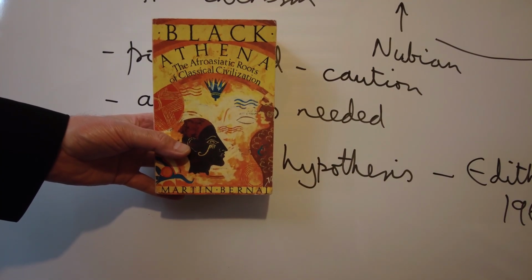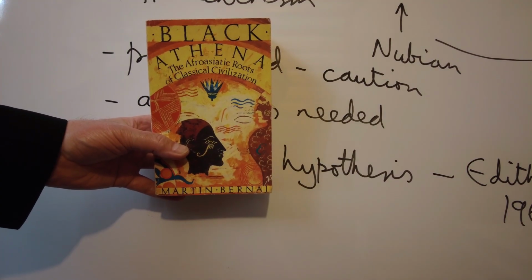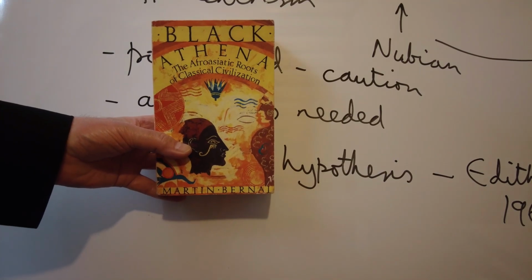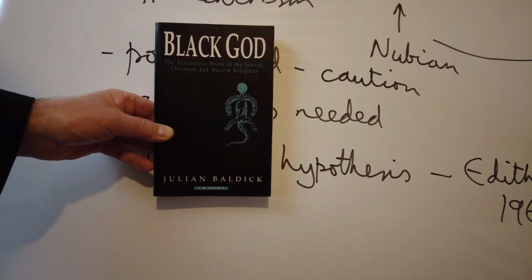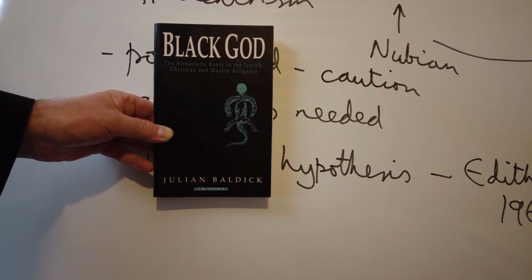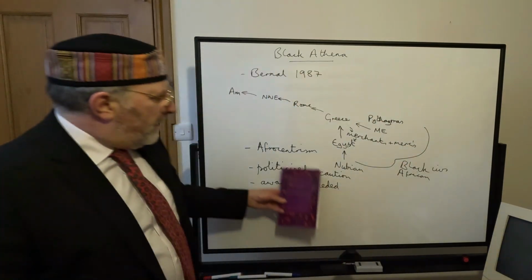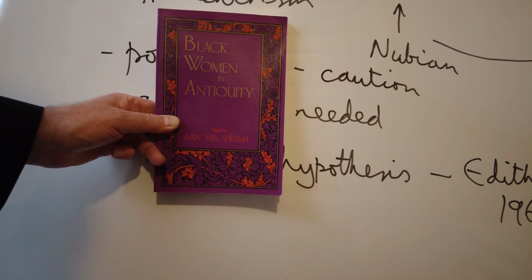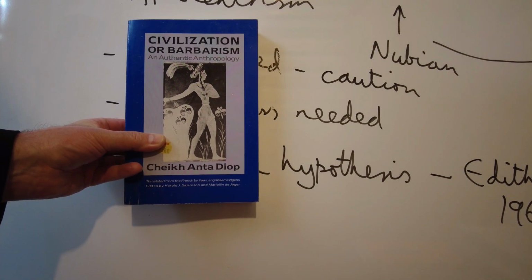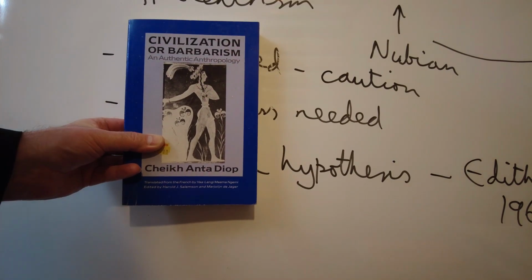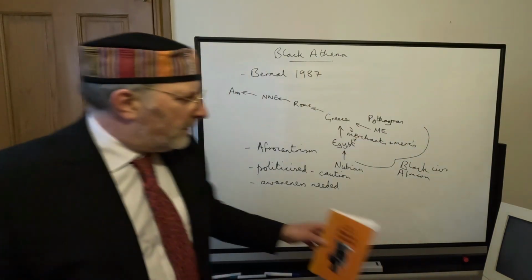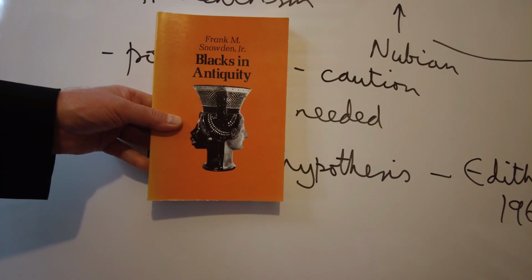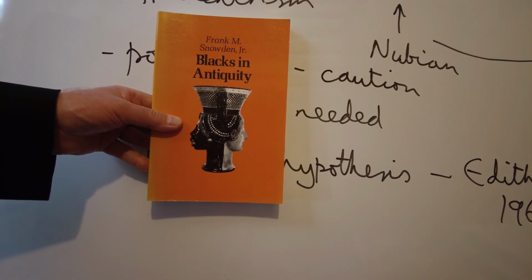Black Athena, The Afro-Asiatic Roots of Classical Civilization by Martin Bernal. That's the seminal work on this area. Another one, Black God, The Afro-Asiatic Roots of the Jewish, Christian and Muslim Religions by Julian Baldick. Black Women in Antiquity, Ivan van Sertima. Civilization or Barbarism, An Authentic Anthropology by Cheikh Anta Diop, who's written other books as well. Again, is exploring these ideas. Blacks in Antiquity by Frank M. Snowden Jr. So, these are more or less scholarly books.